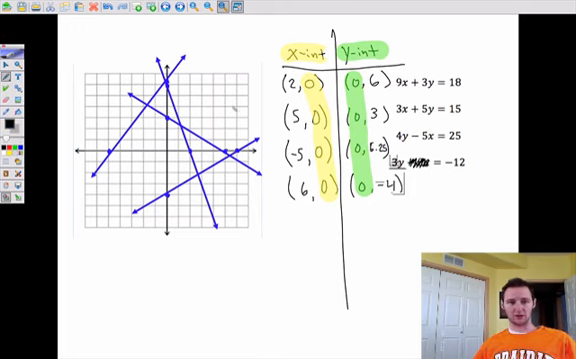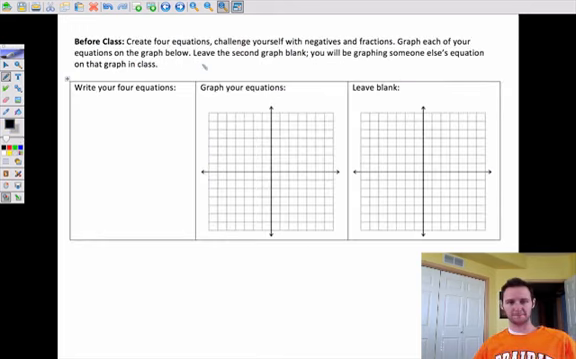So your before class is similar to the last one. Again, create 4 equations, except this time you are going to write them in standard form, ax plus by equals c. Get some variety in there. So do some fractions for your coefficients and your constant, or some negatives, like challenge yourself a little bit. Then graph your 4 equations and leave this one blank.